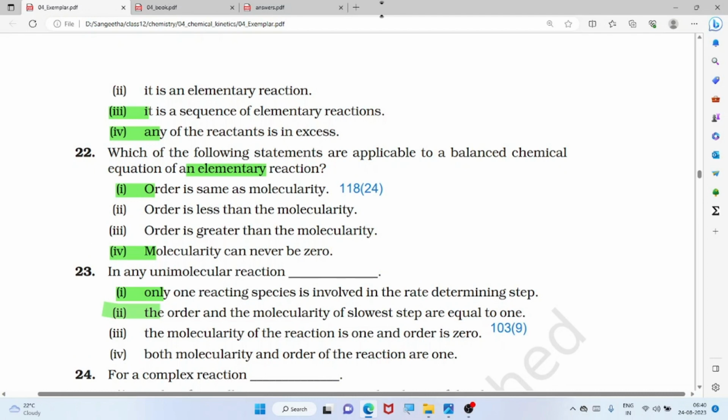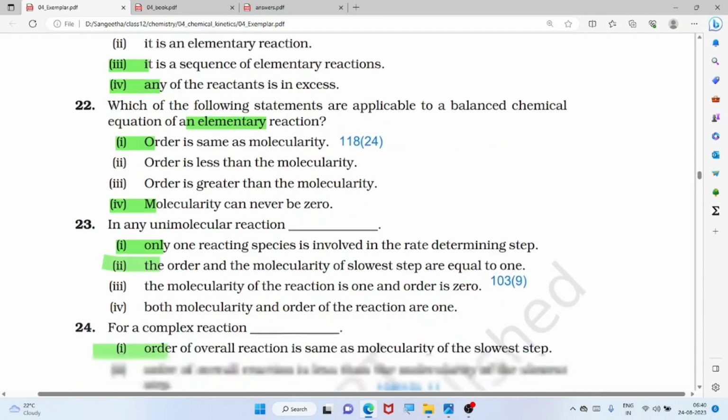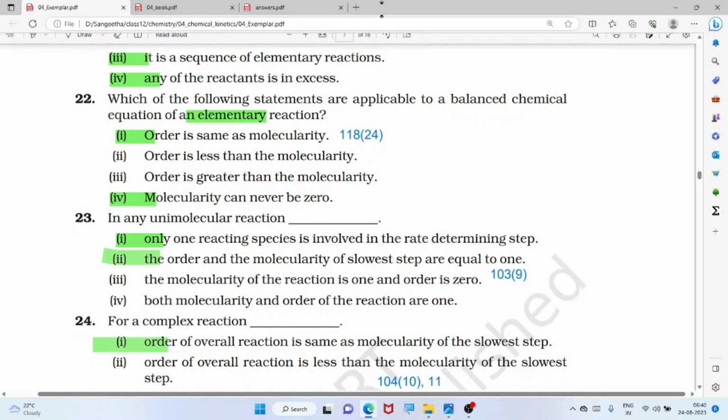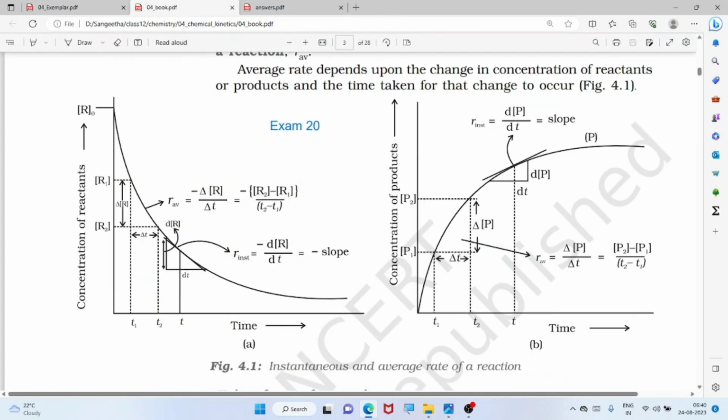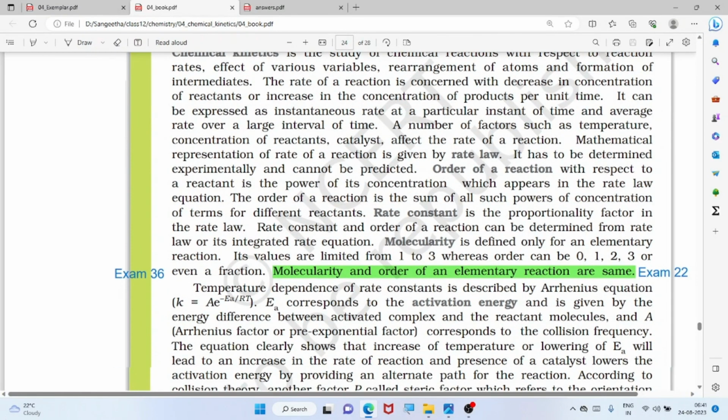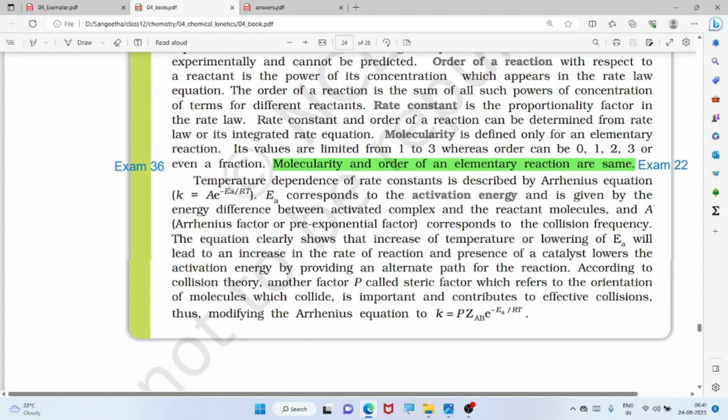Which of the following statements are applicable to a balanced chemical equation of the elementary reaction? For an elementary reaction, order is the same as molecularity. Okay, this is 24. Molecularity, this is also correct. Molecularity and the order of the elementary reaction are the same here.